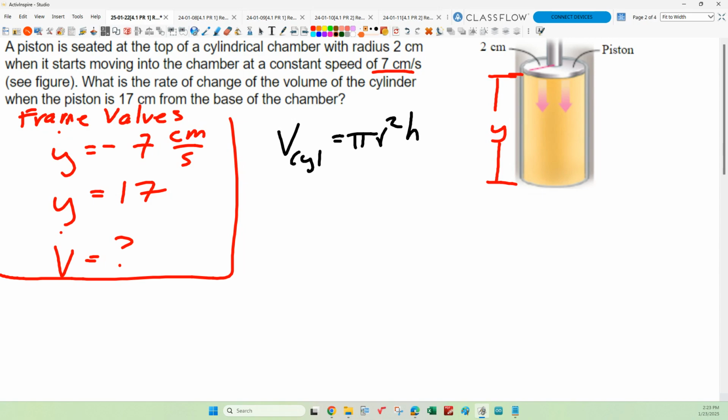Now for us, we can be a little more specific here. What is that for us? V equals, h is y, right? Our height is y. And what's our radius? 2, okay. So pi times 2 squared. So that's just going to be 4 pi y, isn't it? Everybody agree? Okay, so then what do I do? Yeah, with respect to time. What's that give us?